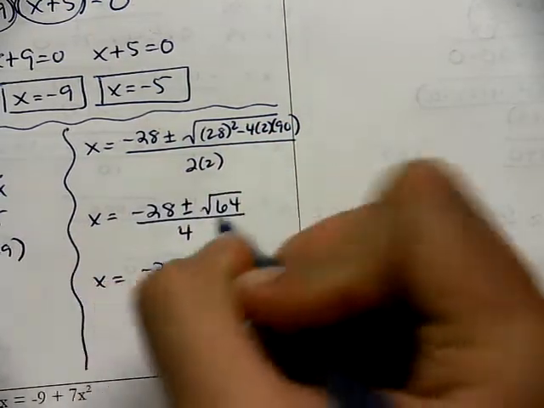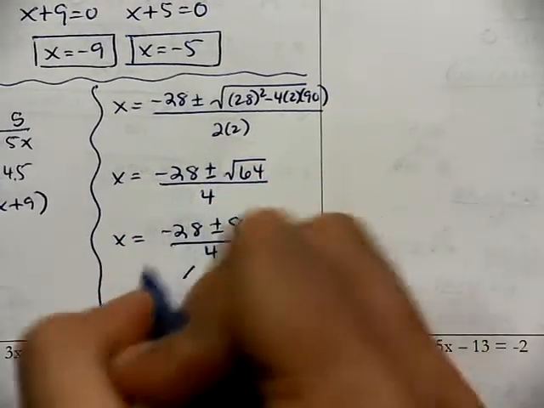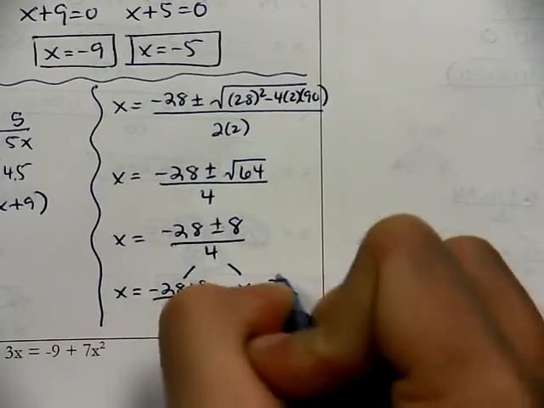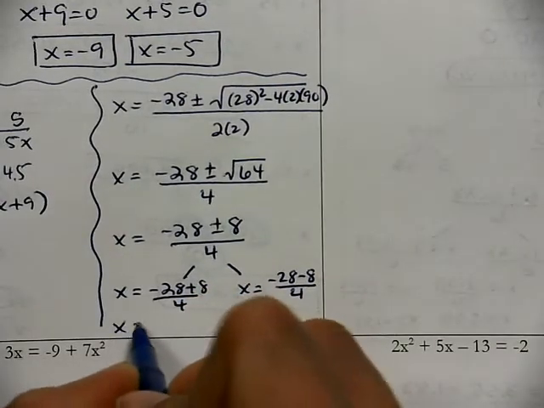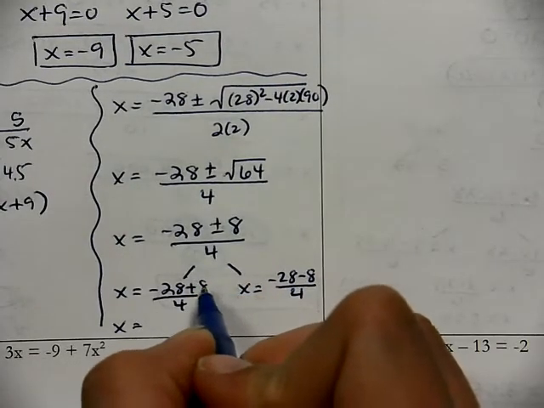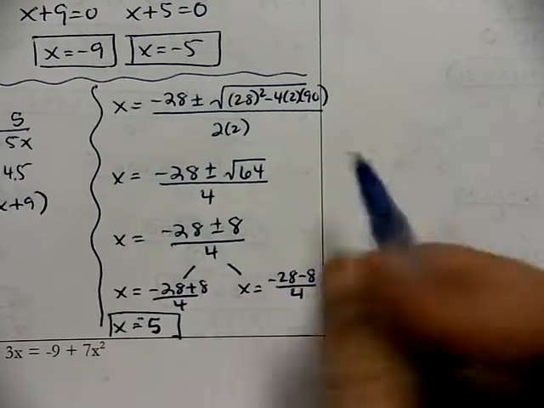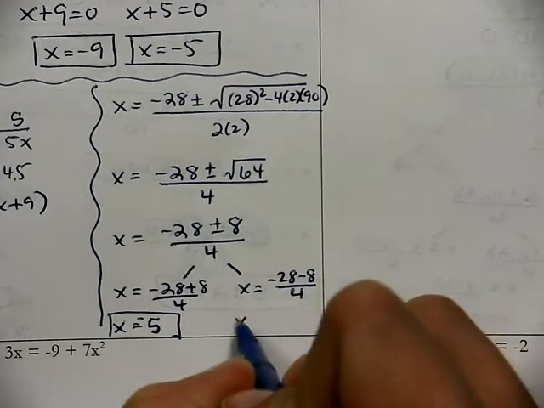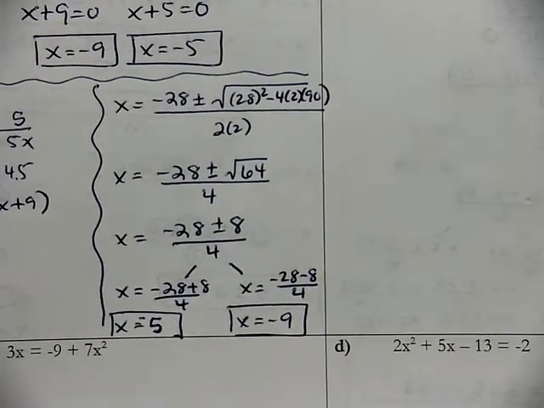So that's negative 28 plus or minus 8 all over 4, and this is when I break it into two equations. Negative 28 plus 8 divided by 4, negative 28 minus 8 divided by 4. Well, negative 28 plus 8 would be a negative 20. Negative 20 divided by 4 is a negative 5. Over here, negative 28 minus 8 is a negative 36. Negative 36 divided by 4 is a negative 9. So I still get the same answers, but if I can factor, it is often faster.